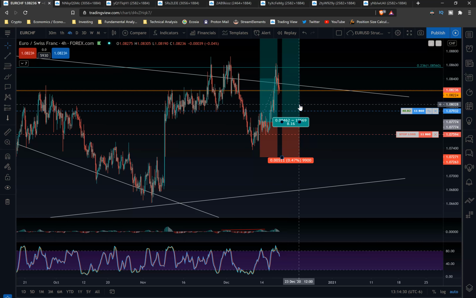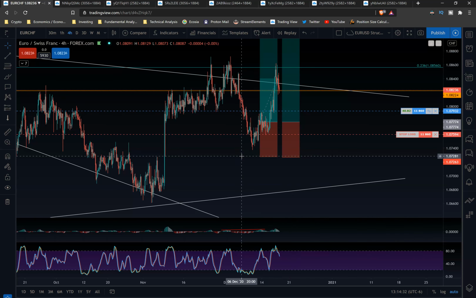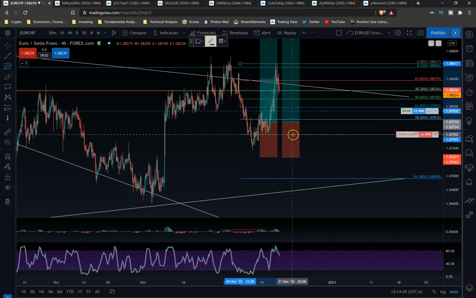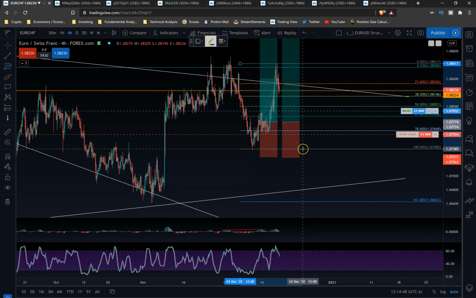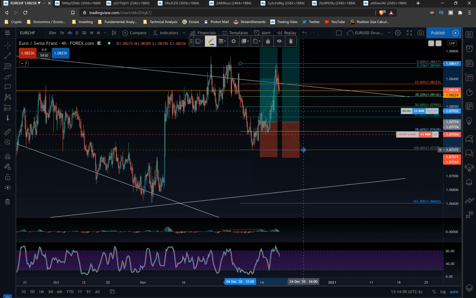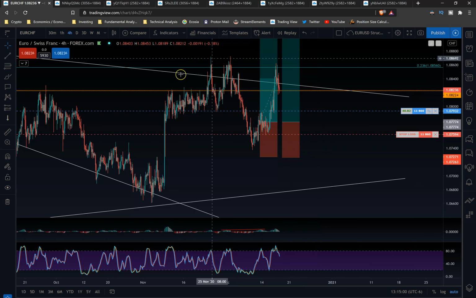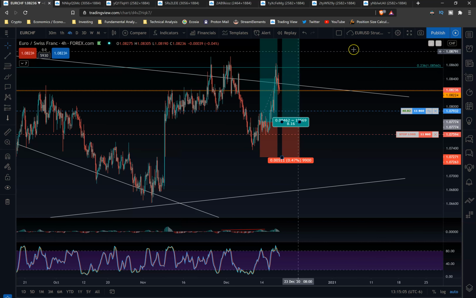So I got the first scale out there. The reason I'm not moving my stop loss is because I think this is going to retrace 618, and that will actually lead to below my entry area. So I don't want to move my stop loss to my entry area and get stopped out before I reach my other two scale out levels. So that's the Euro Swiss franc.